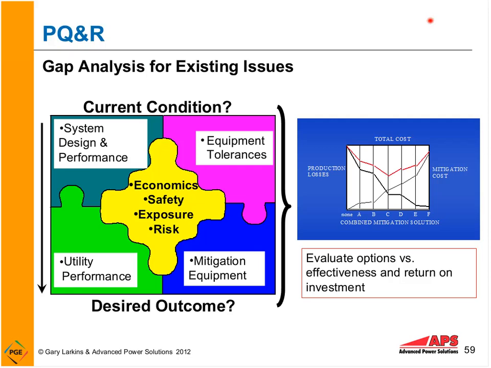So we look at economics, safety, exposure, risk. What's the performance from the utility? If you suspect there might be a utility issue, you're seeing a flash in the lights, contact your utility. They have folks that will help out. What mitigation is in place? In other words, do I have backup generators, UPS systems? And don't assume those are always operating satisfactorily.